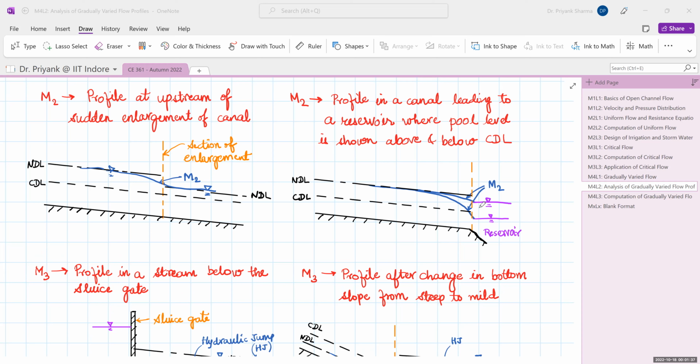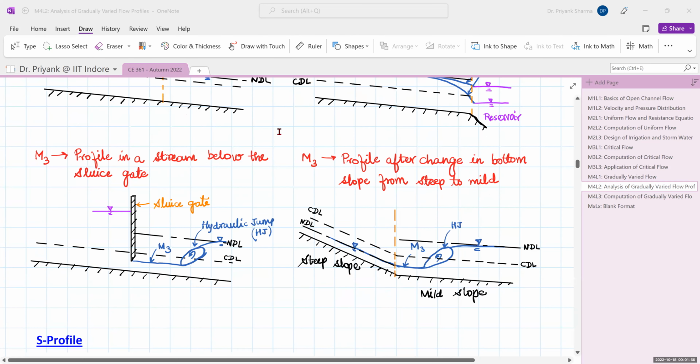So there are two cases possible, where the pool of water is above the CDL or below the CDL. In both cases, it is less than the NDL, and then it would fall and meet those water pools in the reservoir, and again it would yield an M2 profile. So it is a drawdown profile again in the subcritical zone.